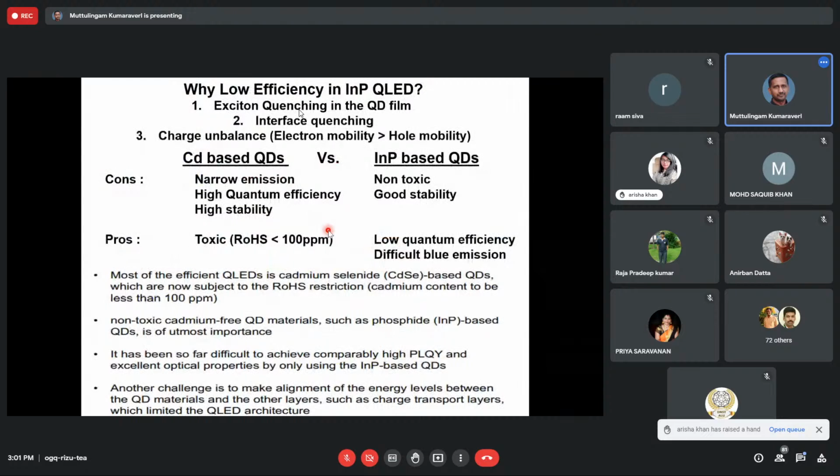So this is toxic; it should be less than 100 ppm, and that's why we can't use the cadmium-based one. The advantages of the cadmium-based one are narrow emission, high quantum efficiency, and high stability. But with the indium-based one, the quantum efficiency is low and blue emission is difficult, though there are still some options. Zinc selenide can be used, but the performance is still not good enough for commercialization.